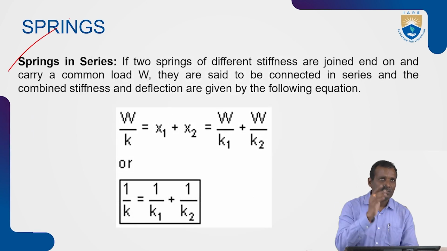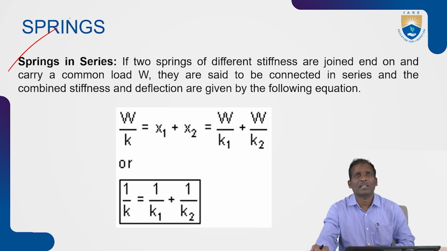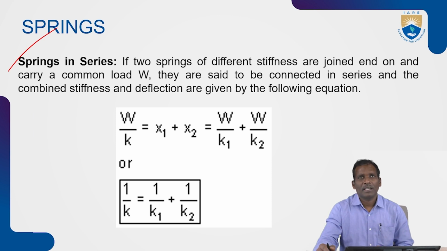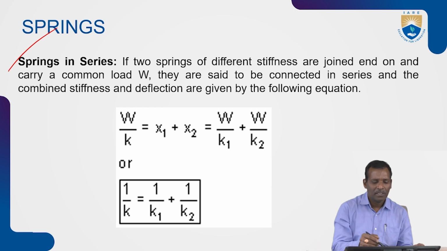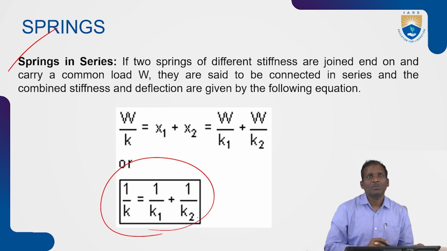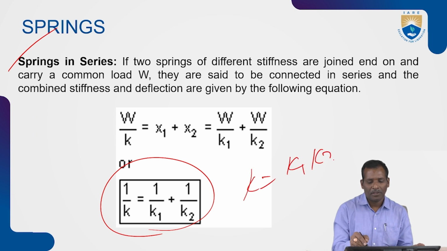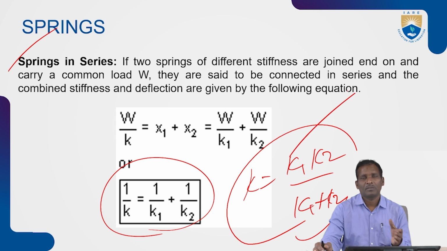Next, springs in series. When the springs are connected in series, how do you calculate the stiffness? If two springs of different stiffness are joined end on and they carry a common load W, they are said to be connected in series, and the combined stiffness is given by the equation 1 by k is equal to 1 by k1 plus 1 by k2. You can write k is equal to k1 k2 by k1 plus k2, where k1 is the stiffness of one spring and k2 is the stiffness of the other spring.